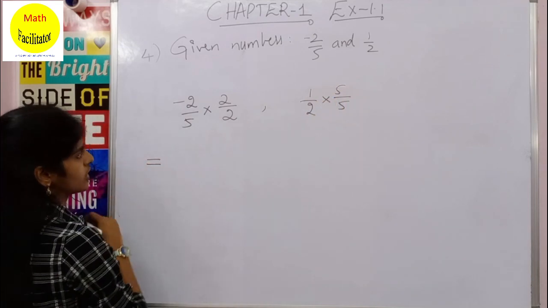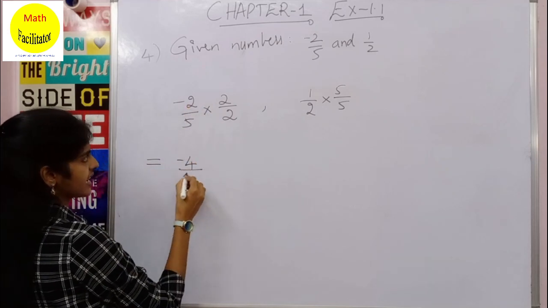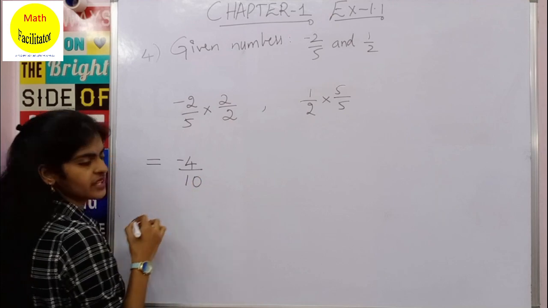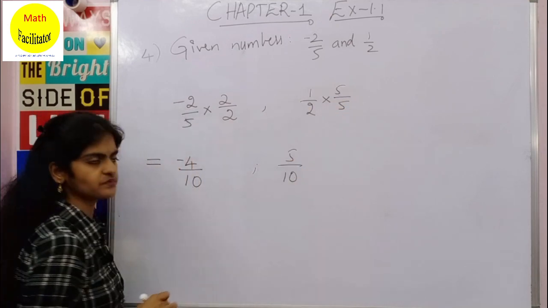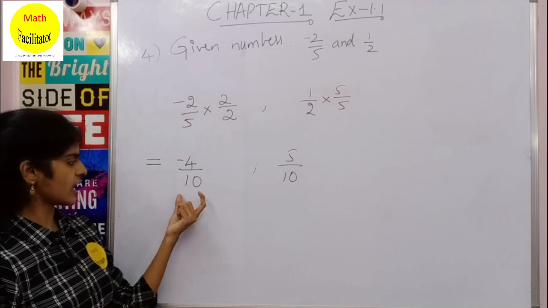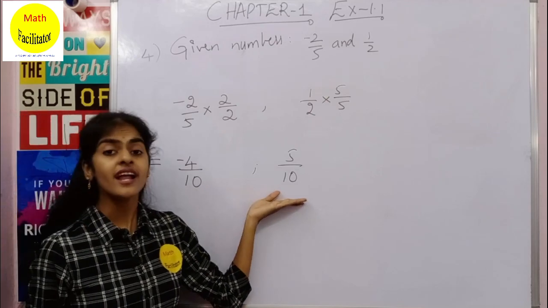So this is equal to, 2 2s are 4 and you have a minus sign, by 5 2s are 10. And here you have 1 5s are 5 and 2 5s are 10. Right, so here you can see now you have equated the denominators. That means you have changed it into like fractions.